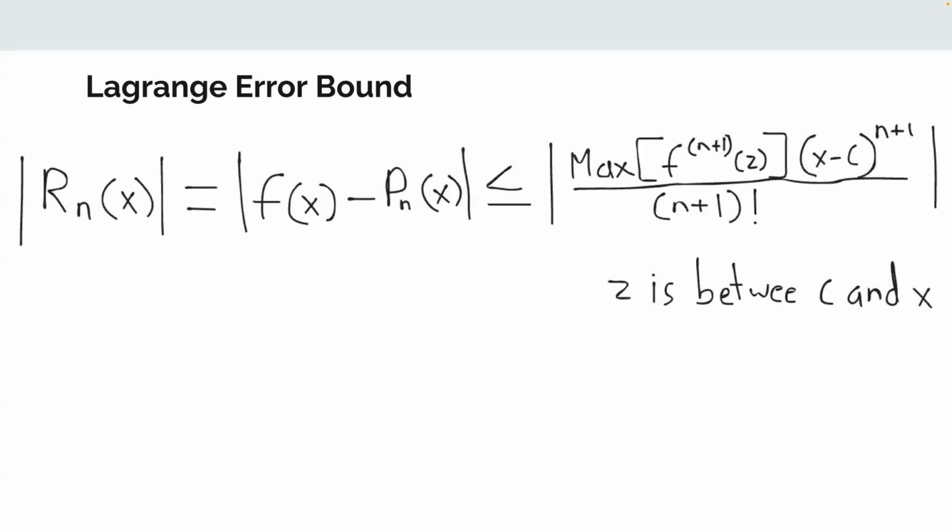It's a pretty powerful formula. As you can see, you can calculate the max amount you can be off by when using a Taylor approximation.